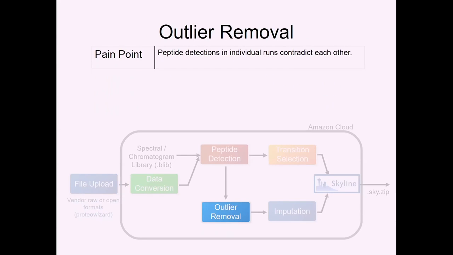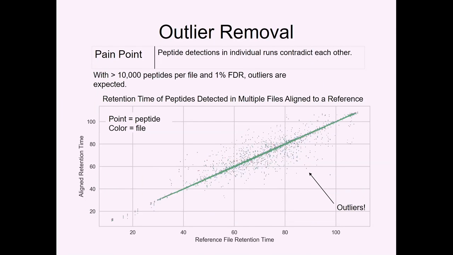The other problem is that when you have peptides that are detected in multiple different runs, a certain portion of them, at least 1% of them, are going to be false detections. If you're not careful, like Isabel pointed out, you can start to accumulate false discoveries. So what we'd like to do is remove peptide detections that contradict one another in replicates. So here's a case here.